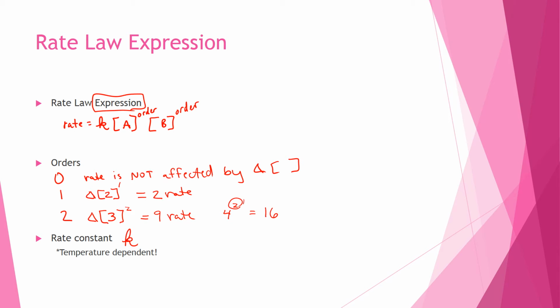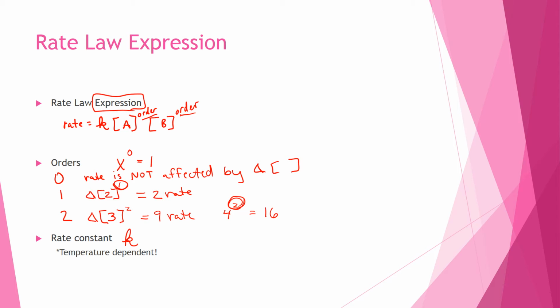So this is where that second order comes in, the first order comes in, and zero is not affected at all. So you can treat it like it's some number raised to the 0 power, which is just 1. So we put these orders as exponents, and that is showing the relationship between your concentration change and your rate.